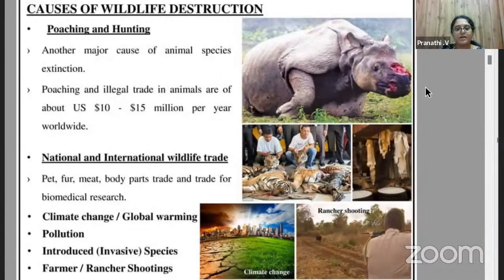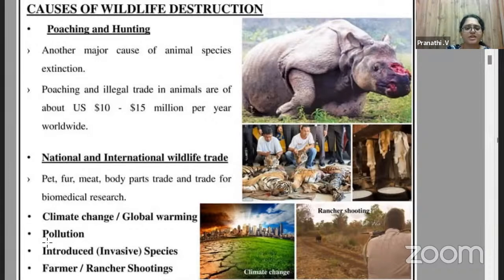You're going to get a lot of money, but at the cost of the life of that animal. So poaching is totally illegal. At the same time, over here, olive ridley turtles are taken and then sold either for food or to be grown as pets, which is totally illegal. Then skins of the tiger, then shooting, like I already told you, these are the different causes of wildlife destruction.